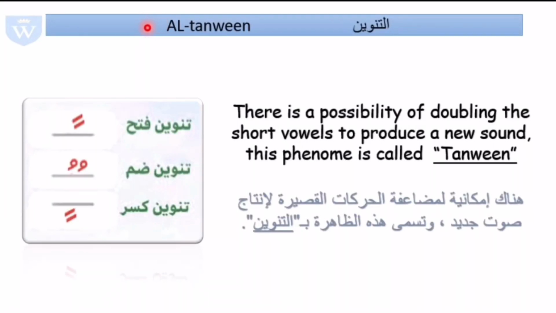التنوين. There is a possibility of doubling the short vowels to produce a new sound. This phoneme is called التنوين. If you look at the picture here, you will find doubling of the short vowel. Fatha is doubled, dhamma is doubled, and kasra is doubled. In the upcoming video, we'll explain more how we use التنوين in reading.